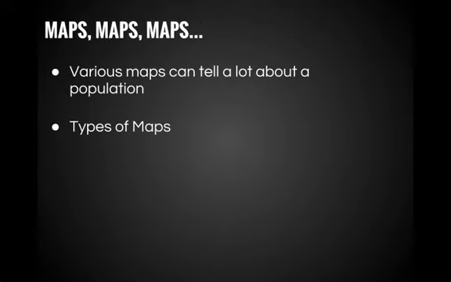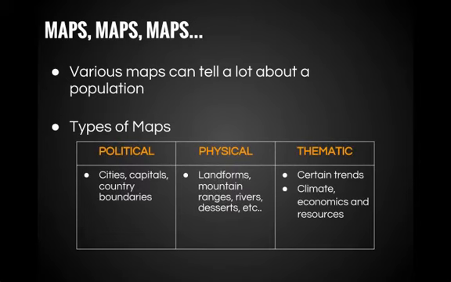We often study geography through the analysis of maps because they can tell us a lot about a population of people. There are 3 different types of maps that you should probably be familiar with, so let's quickly review them. The first is political maps, which shows countries, capitals, and territorial borders. For example, on a political map, you can clearly see where one country ends and the other begins.